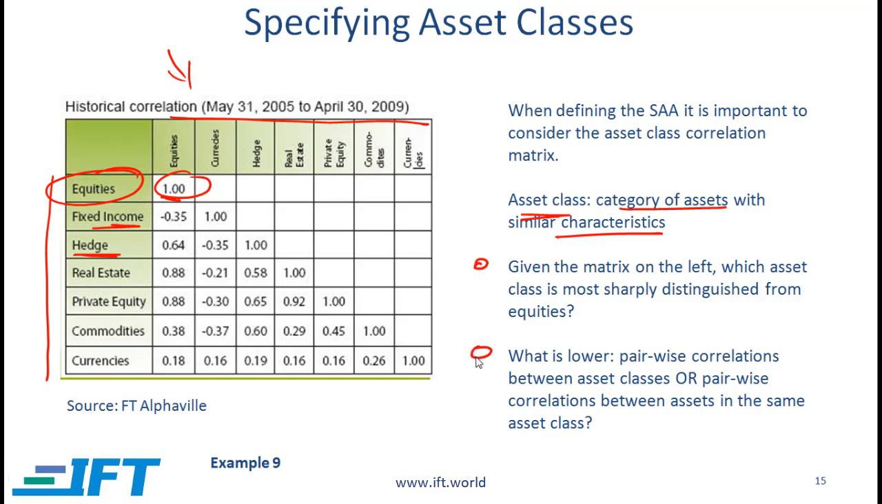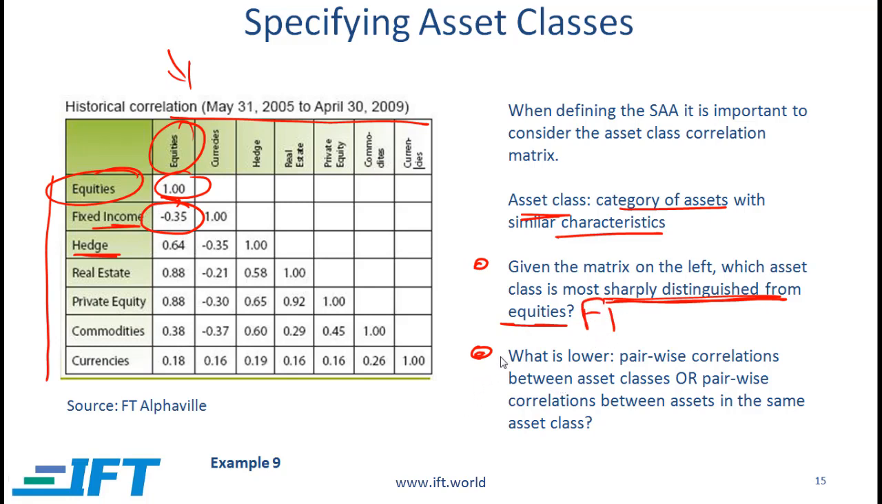Here are a couple of questions which are important from an exam perspective. Given the matrix on the left, which asset class is most sharply distinguished from equities? And I'm deliberately using this phrase because I have seen it several times in the curriculum. Most sharply distinguished simply means which other asset class has the lowest correlation with equities. If you take a look at equities, then the asset class with the lowest correlation with equities is fixed income. So that is the correct answer.